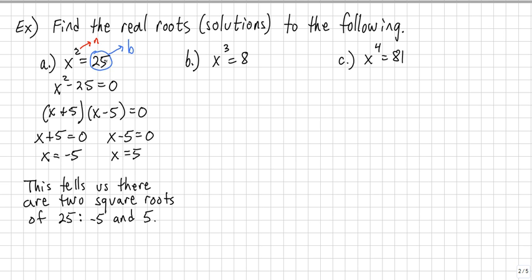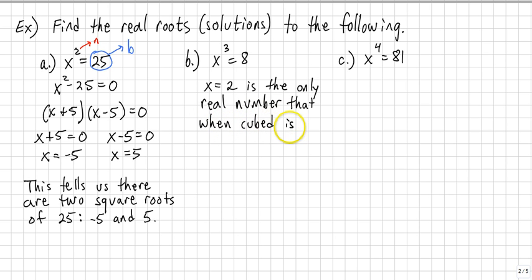Well, let's look at this next one. x cubed equals 8. To solve this one, remember, we only want the real roots. And basically what this equation is asking us to do is figure out what numbers cubed equal 8. Well, there's only one real number that when you cube it equals 8, and that's 2. So x equals 2 is the only real number that when cubed is 8. So that's the only real solution to that equation.